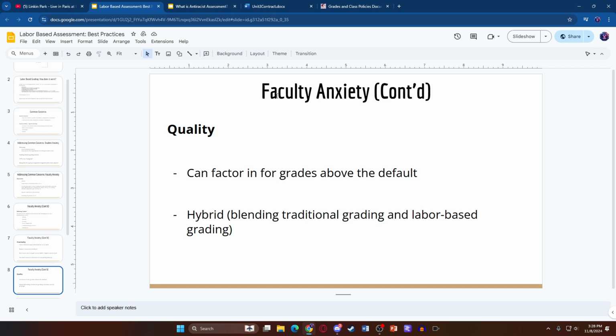And then there's hybridity, right? You can blend traditional grading and labor-based grading, right? If you have point values associated with things, that's something that people do. I do it myself. Next semester, I'm going to try a purely unilateral labor-based system, but I've usually gone the hybridity route myself.